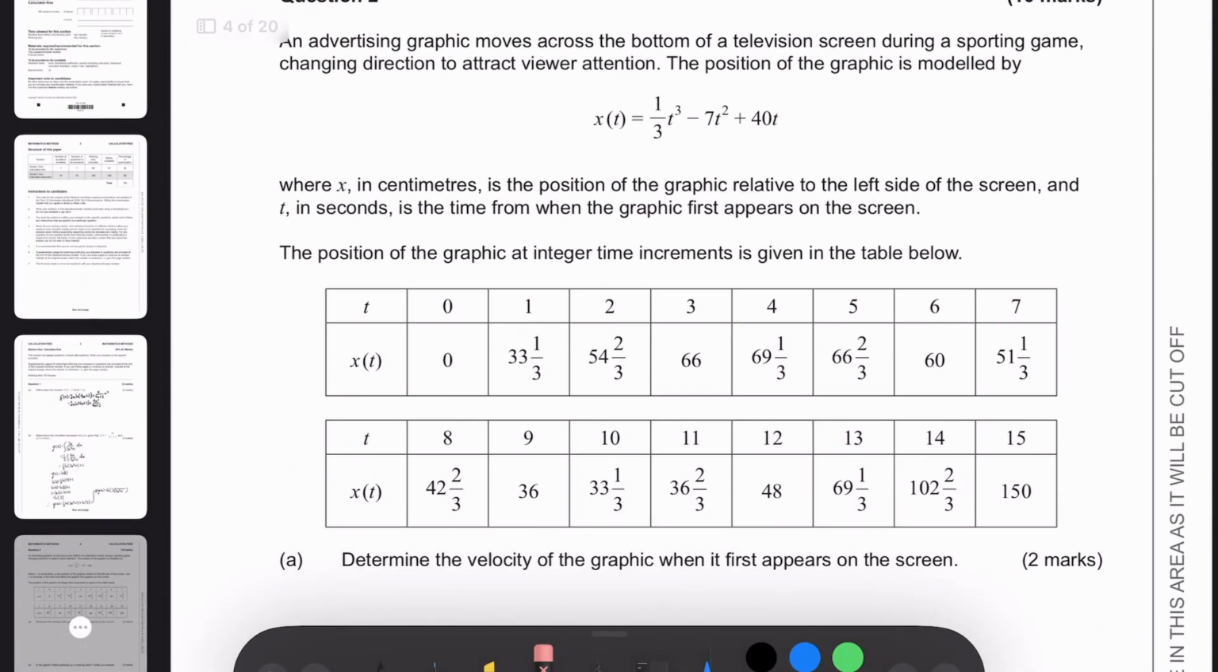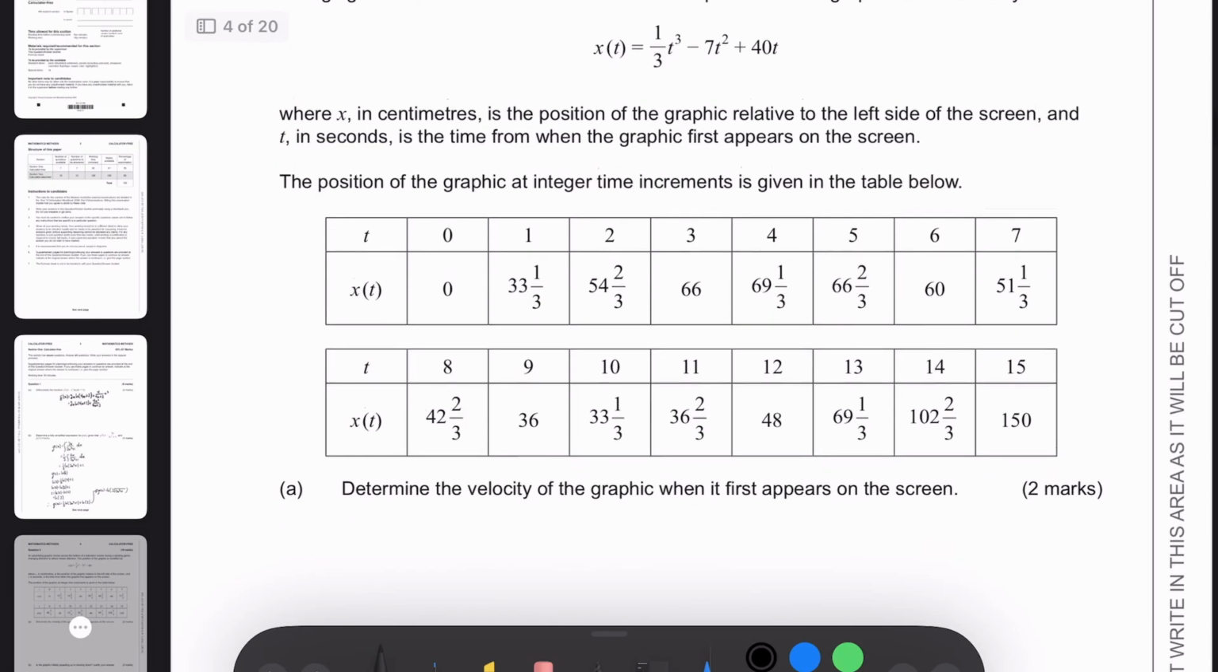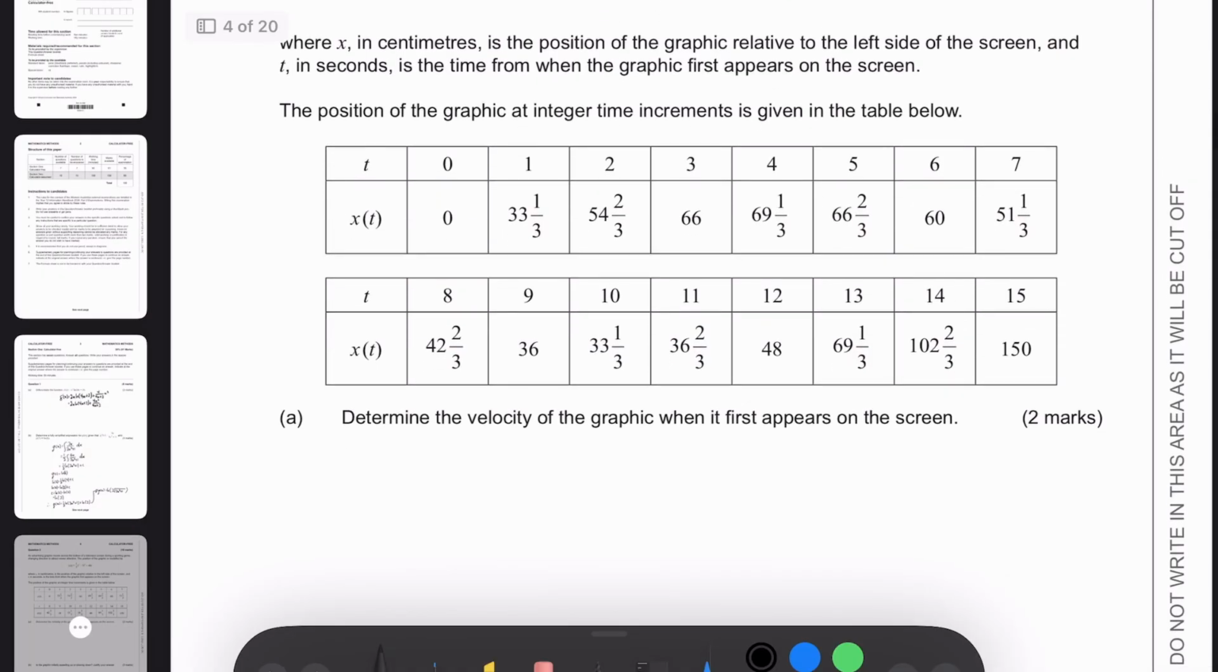An advertising graphic moves across the bottom of a television screen during a sporting game, changing direction to attract viewer attention. The position of the graphic is modeled by this function. Okay, x is in centimeters, position relative to the left of the screen, and t is in seconds. Position, we have a table down here. Determine the velocity of the graphic when it first appears on the screen.